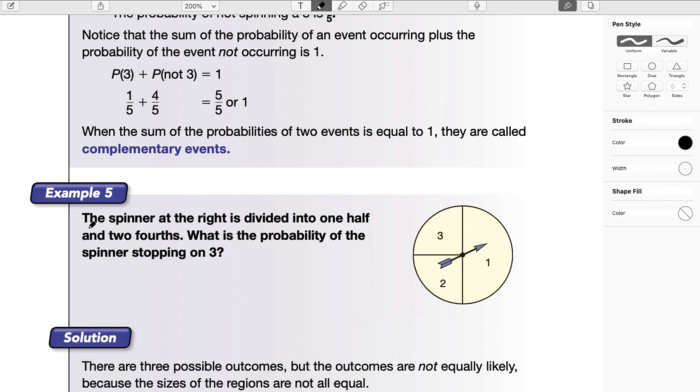All right, so let's take a look at this. The spinner at the right is divided into 1/2 and 2/4. What is the probability of the spinner ending on 3? So here we have 3, and we want to know what the probability is. Well, you probably guessed it if you said 1/4, because this piece out of all of it is 1 out of 4. Even though it's not split up into 4 places, we can kind of imagine it split into 4 equal spaces. Make sense? I hope so.